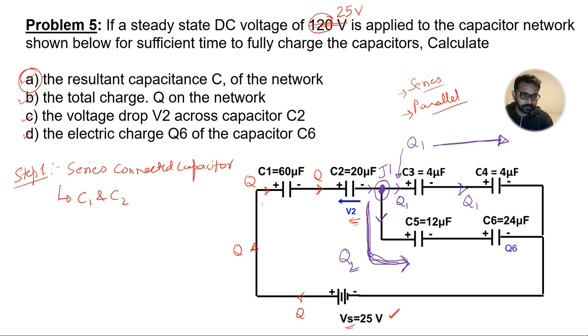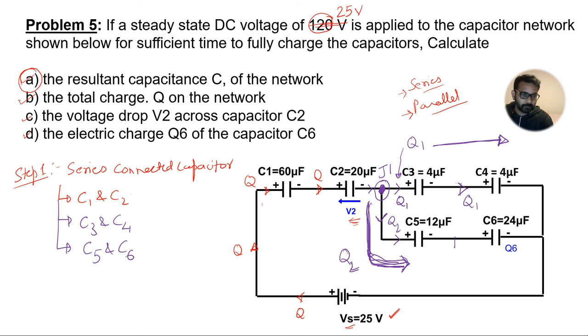So the next pair of series connected capacitors which I could see is C3 and C4. They are connected in series, okay? Now Q2 is flowing in the other path, in this direction. So Q2 will flow through C5, and after C5 there is again no alternate path for the charge to flow, so it has to flow through C6 as well. So the third pair of series connected capacitors which I could find is C5 and C6, okay?